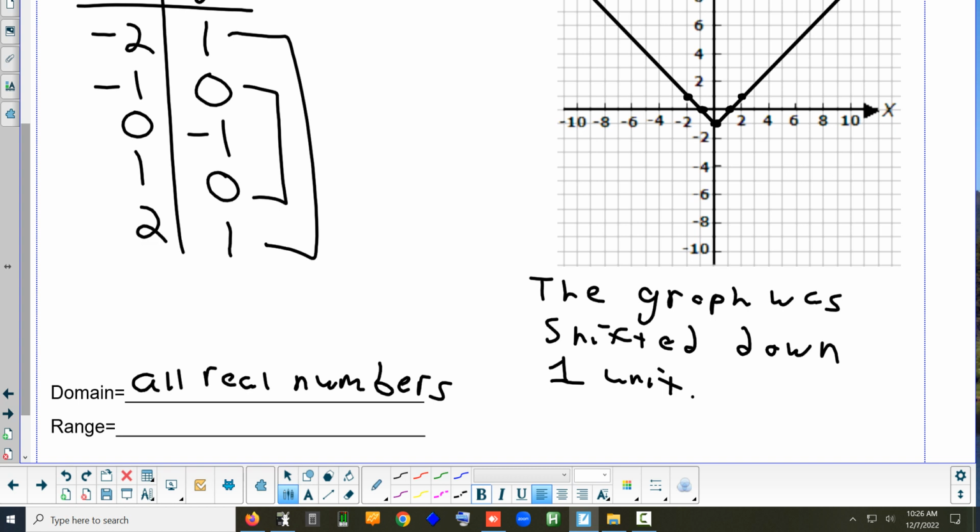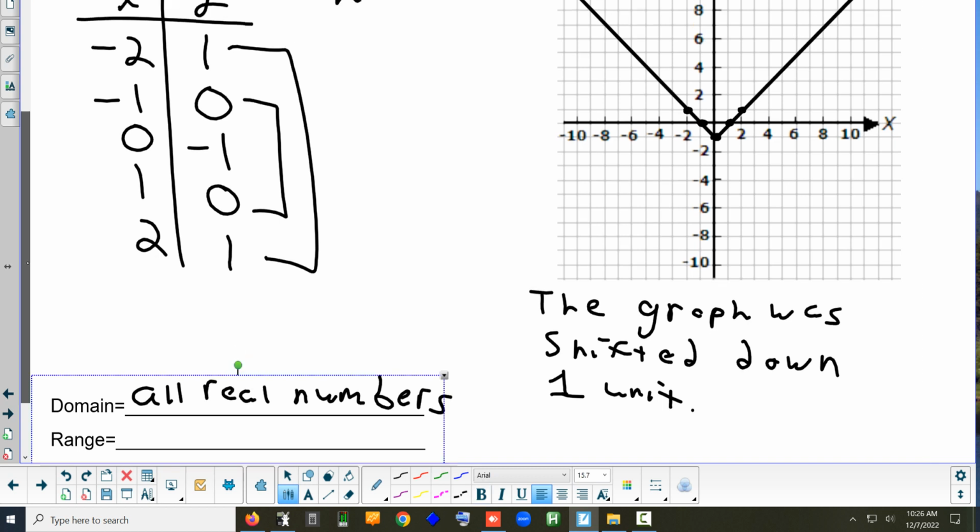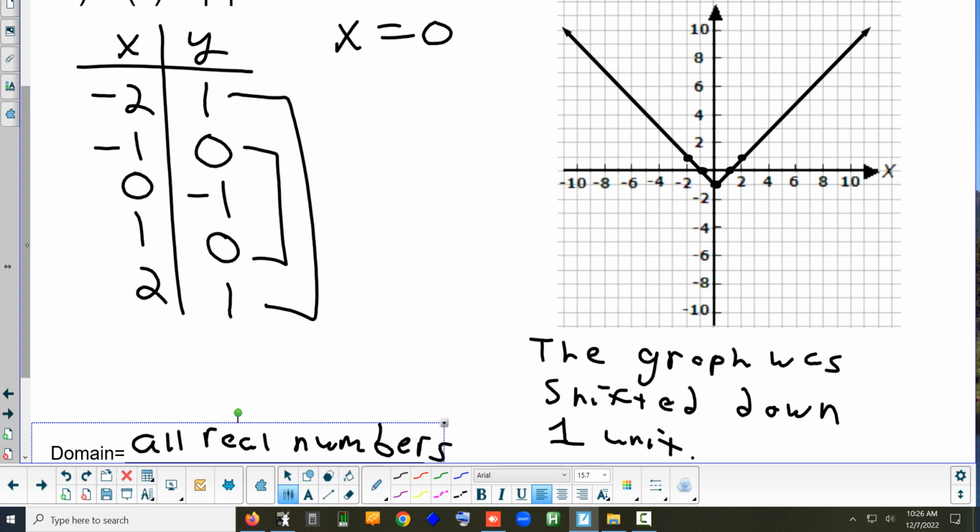Okay, domain we already have. Now my range. How far up and down does this graph go?